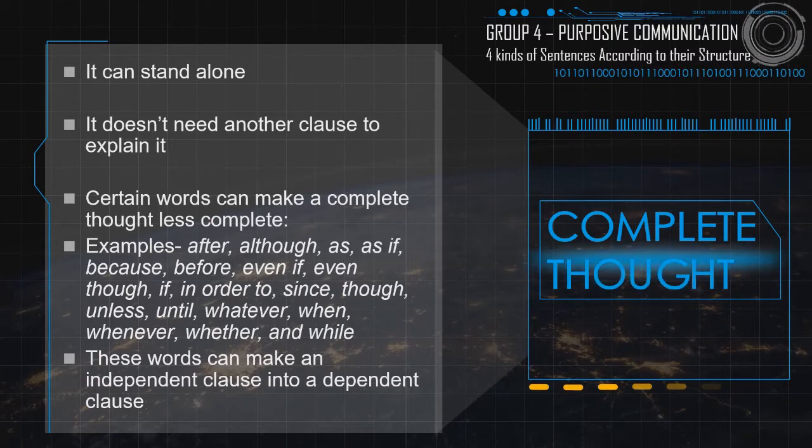Examples: after, although, as if, because, before, even if, even though, if, in order to, since, though, unless, until, whatever, when, whenever, whether, and while. These words can make an independent clause into a dependent clause.